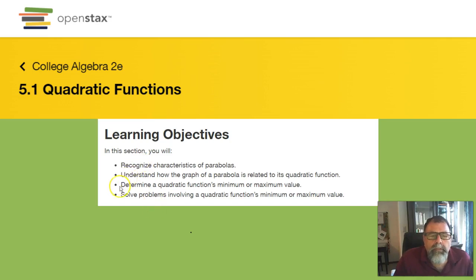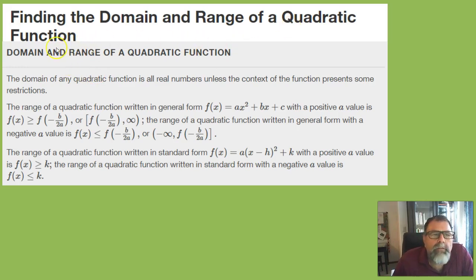Okay, on to our next learning objective. Determine a quadratic function's minimum or maximum value. Finding the domain and range of a quadratic function. The domain of any quadratic function is all real numbers unless the context of the function presents some restrictions. Okay, so in general, with a quadratic function, the domain is just going to be all real numbers.